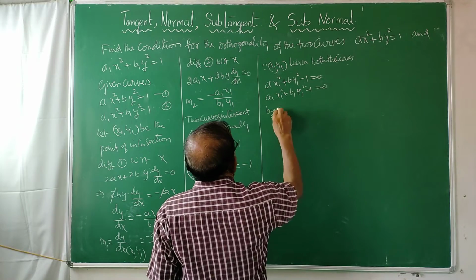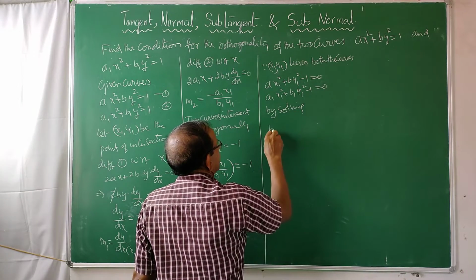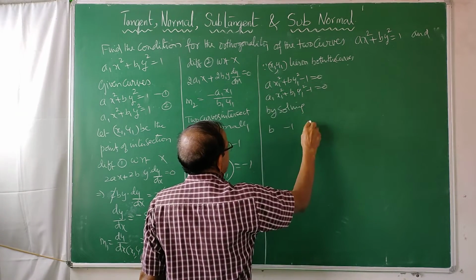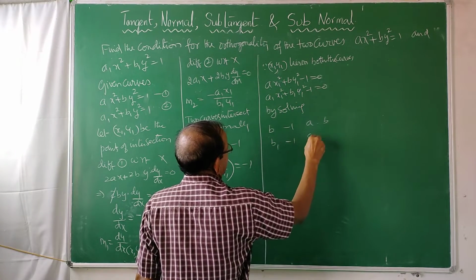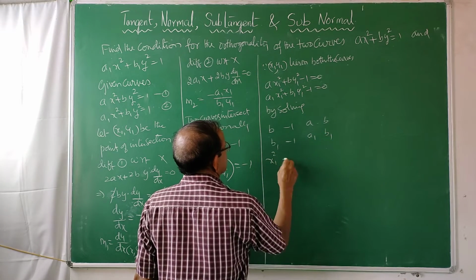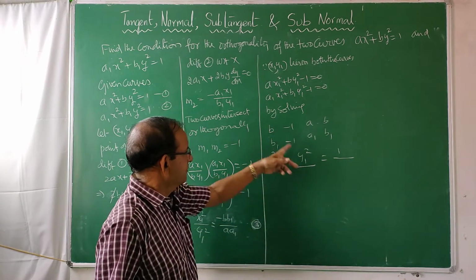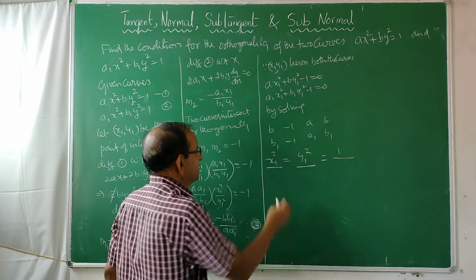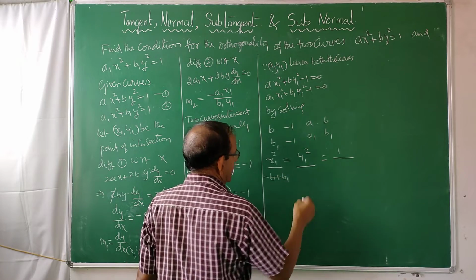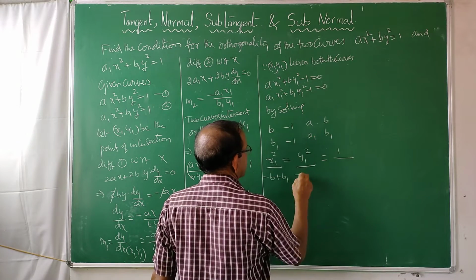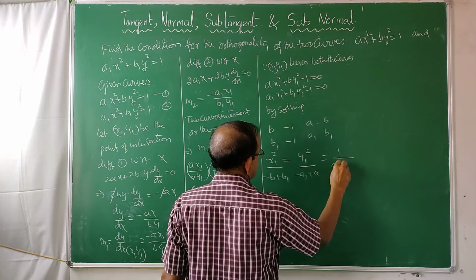By solving, let us use cross multiplication method. For that we have to start with b, minus 1, a, repeat b. Similarly in the second one, b1, minus 1, a1, again b1. x1 square by y1 square by 1 by. Under x1 square you have to write this product minus this product. This product is minus b, minus of minus b1, plus b1. Under y1 square, minus a1 plus a, ab1 minus a1b.